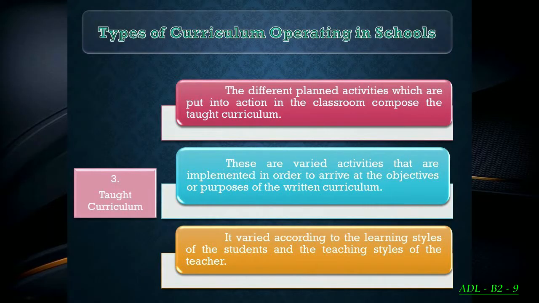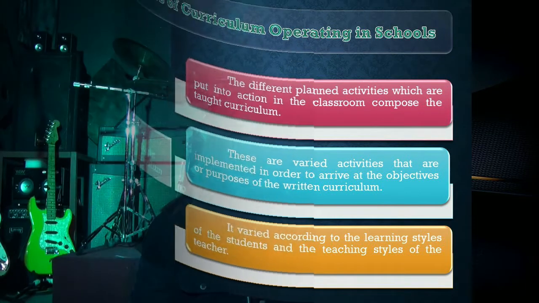The third type of curriculum is a taught curriculum. The different planned activities which are put into action in the classroom compose the taught curriculum. These are varied activities that are implemented in order to arrive at the objectives or purposes of the written curriculum. It varied according to the learning styles of the students and the teaching styles of the teacher.